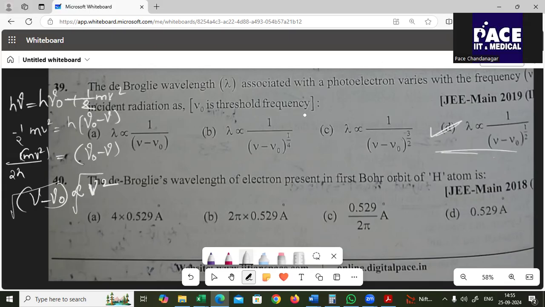Then number 40, the last one here. The de Broglie wavelength of an electron present in the first Bohr's orbit of hydrogen atom is nothing but 2 pi r, right? So 2 pi times the radius, 0.529 angstrom units. So that will be your answer there. That's it then. I'll give you some more questions also now.